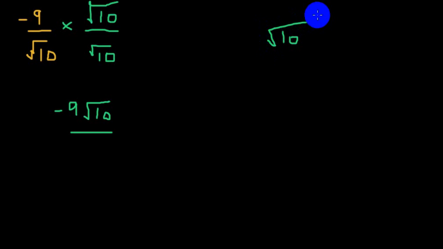So -9 times square root of 10 is -9 into square root of 10, and then square root of 10 times square root of 10 is equal to square root of 10 squared, because we are timesing it two times. So we can cancel the square with the square root and we'll get 10 in our denominator. And that's it. That's how you rationalize a surd.